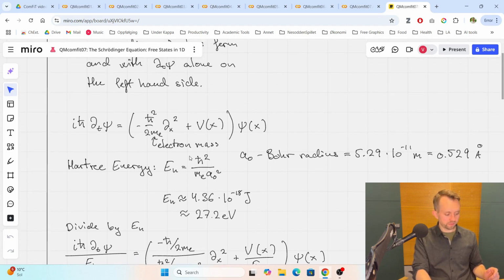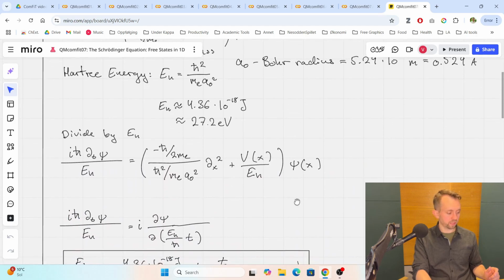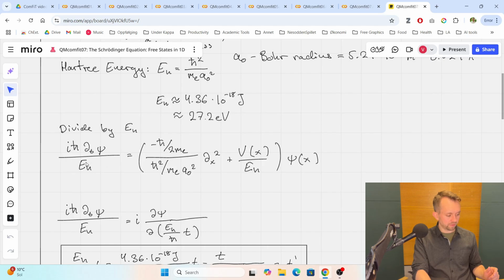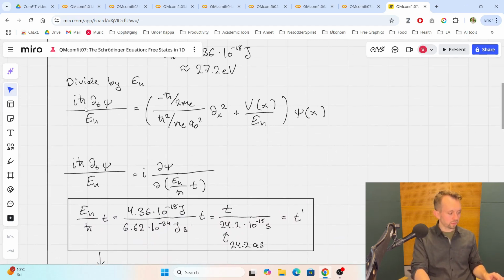But the point of this combination of parameters is that if I now divide this equation by the Hartree energy, I divide both left and right hand side, then I get this thing here, where on the left-hand side, I've kept the Hartree energy like this, whereas in the middle, I have inserted the variables, and then I have divided V by EH. So let's look at this first part here.